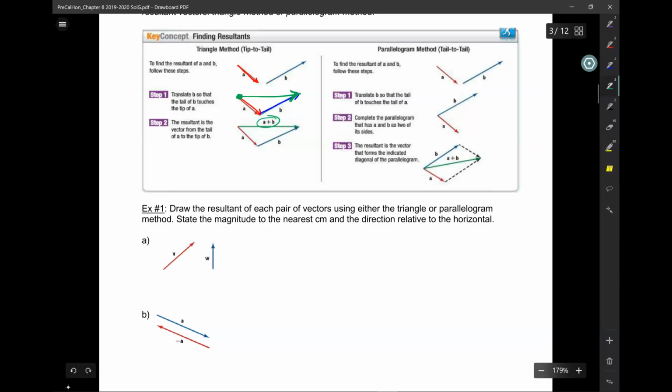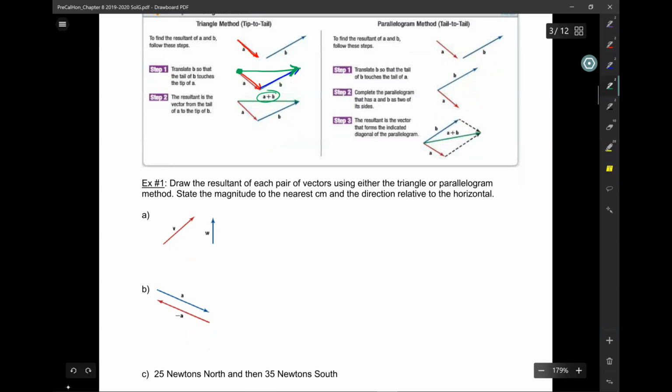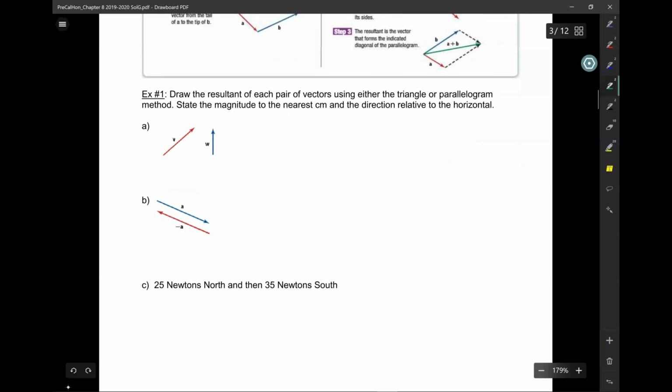That's A plus B. I thought you couldn't have two arrows attached. You can have the resultant, you can, but not the arrows that you're adding. Okay? All right. So let's go and add these.